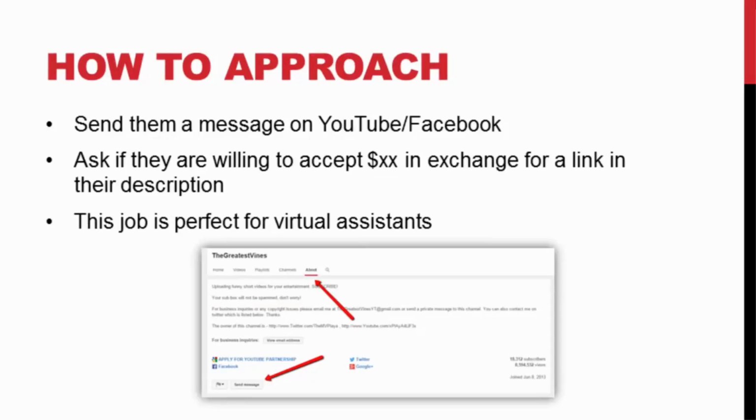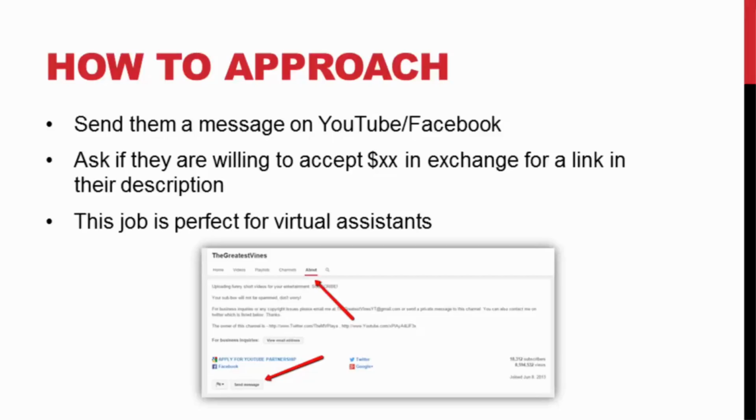And then once we find one of these videos that meet our criteria, we want to reach out to them on YouTube or Facebook. If their real name is on YouTube, maybe we can find them on Facebook. We want to send them a message, and basically you're going to say, hey, I have an awesome website. I have a free course. I have a free report that your audience is going to absolutely love. So how about I give you $10, or I give you $20, or I give you $100, and you put this link in your video description.